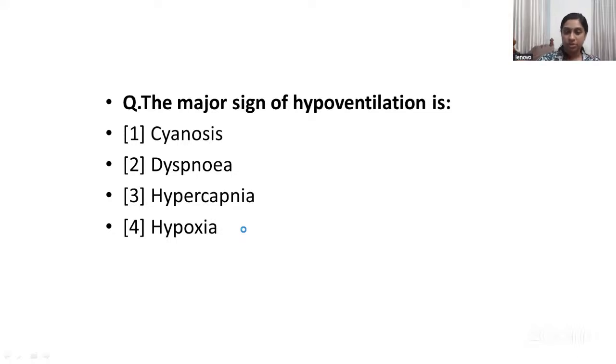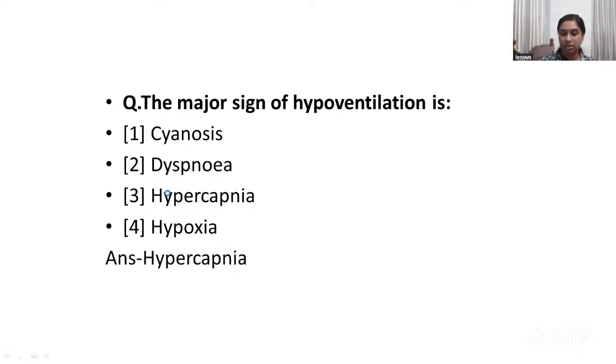So coming to the next question, the major sign of hypoventilation is. So we have to notice whether they are asking sign or symptom. The options are cyanosis, dyspnea, hypercapnia, hypoxia. What's the major sign of hypoventilation? So the answer here is hypercapnia.